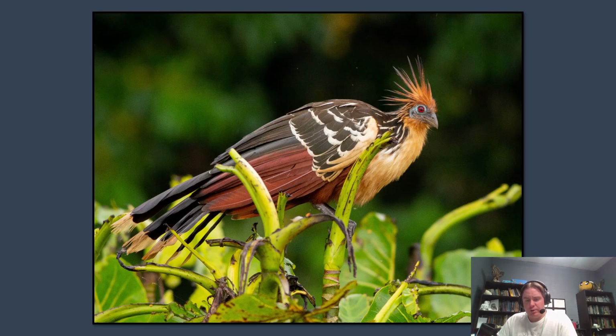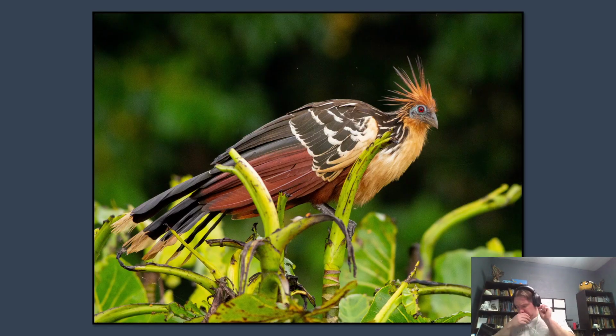They are very weird. Their entire stomach is reduced because they eat the same way a cow does. Cows are gut fermenters. They hold material in their gut and they let it just sit in there and ferment. In other words, they let bacteria help break stuff down. Hoatzins do the same thing.